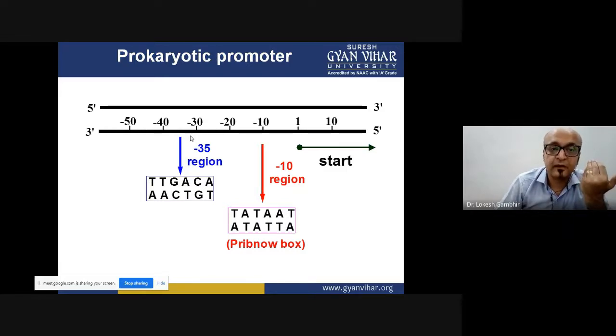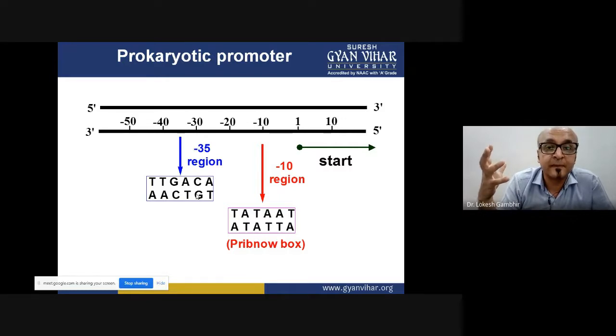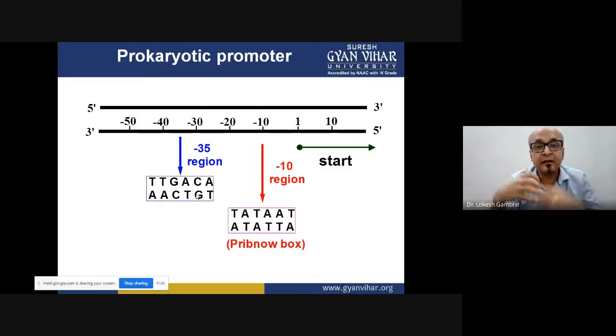Now the first promoter, that is at minus 35, is called the TTGACA box. This promoter sequence is conserved throughout prokaryotes. Right now we have taken E. coli as a model, but it is conserved in all kinds of prokaryotes. Then after this there is another promoter sequence called the Pribnow box, which is unique to the prokaryotes and is also conserved throughout prokaryotes. The sequence is TATAAT, and the analogous sequence is also present in eukaryotes, where it is called the TATA box. In prokaryotes, it is called the Pribnow box.